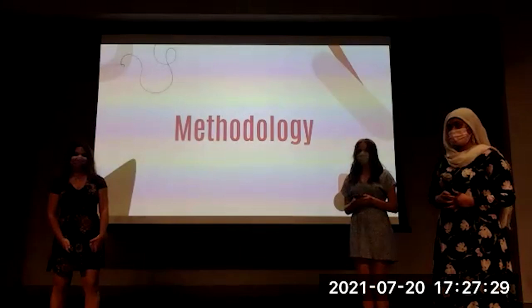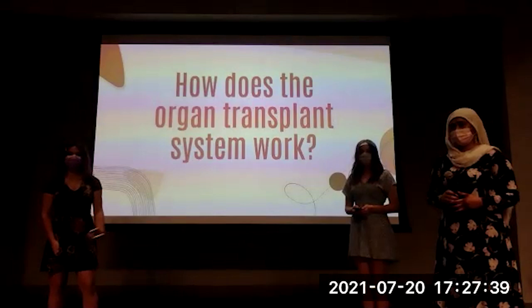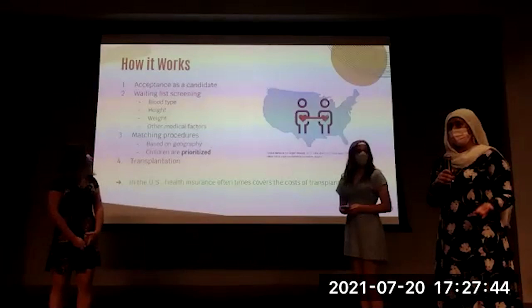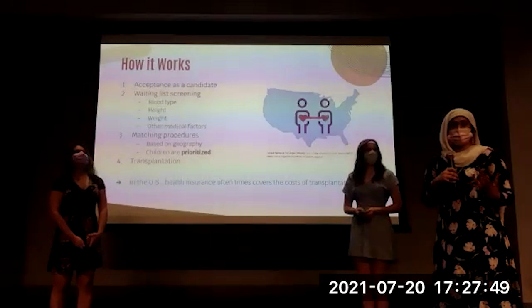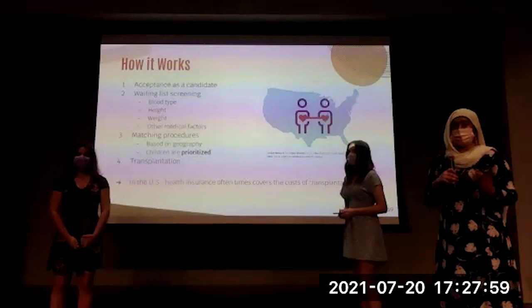So the first topic we'll hit on before we figure out its correlation with socioeconomic status is how exactly does the organ transplant system work? So for our research, we decided to focus on the United Network for Organ Sharing, as it is the most prevalent in America. UNOS has a pretty specific step-by-step process of how people can get transplants. This starts with acceptance as a candidate, and then transitions into renal screening, which focuses on blood type, height, weight, and other medical factors, or matching organs.